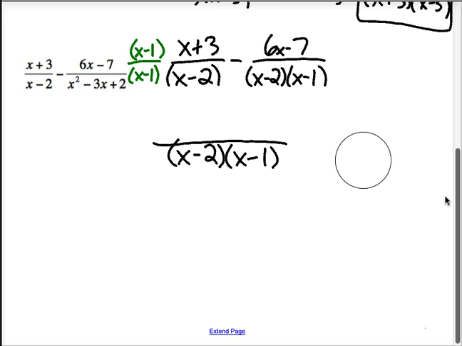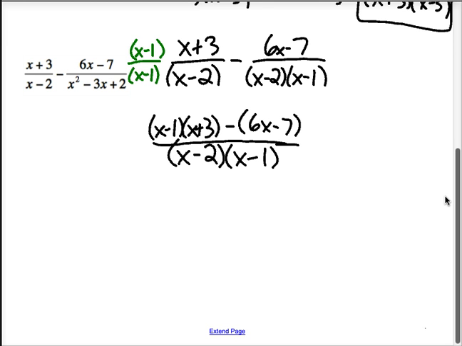All right, so what I end up getting is that x minus 1 times x plus 3, minus the 6x minus 7. Now notice when I'm subtracting, it is important that I use those parentheses, because that's what I mean by make sure you actually subtract the whole thing, not just the first term. That negative affects both of them.